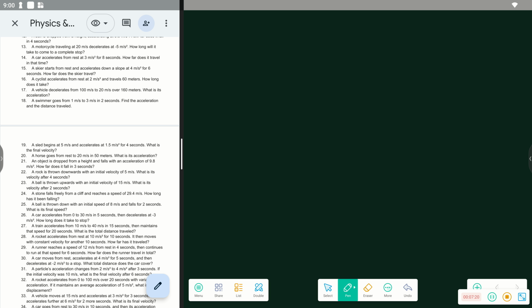Okay, so 15. I know 15 could be a little bit confusing because it says down a slope. Don't necessarily worry about that kind of question yet. Just think of this as horizontal. So just think of it that way. So I'm going to draw it like this.